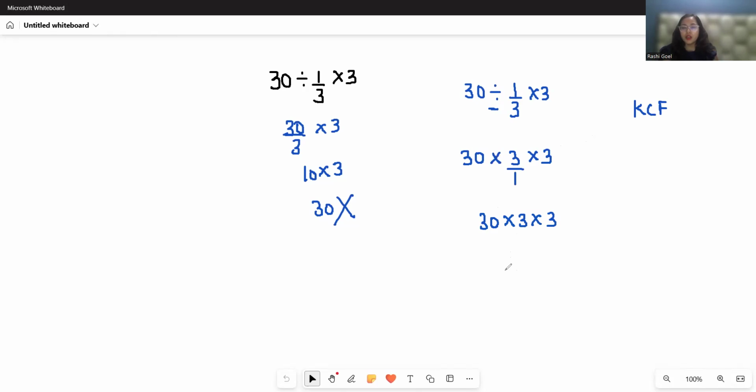30 times 3 is 90, times 3, which equals 270. So 270 is the correct solution of this expression.